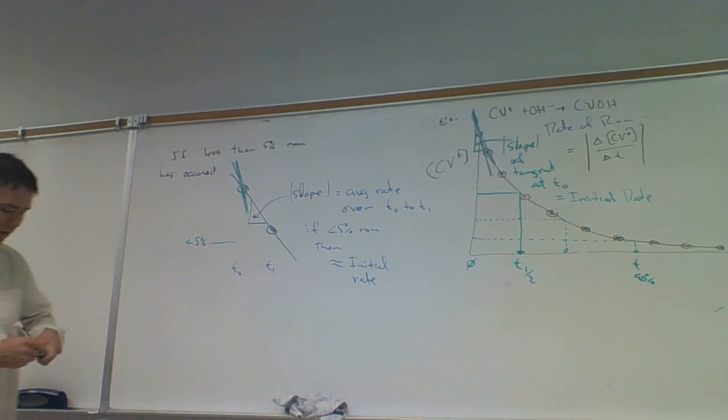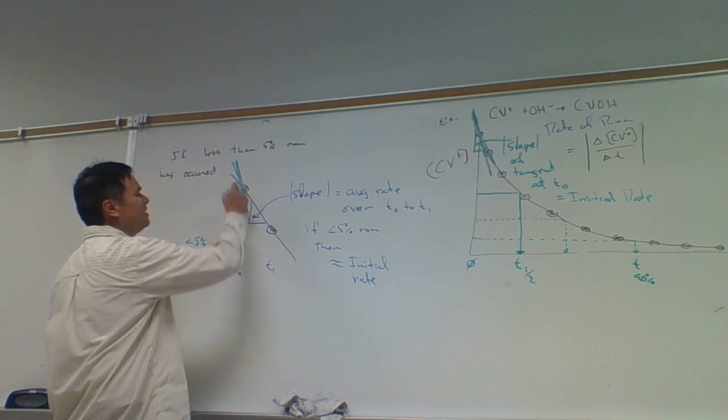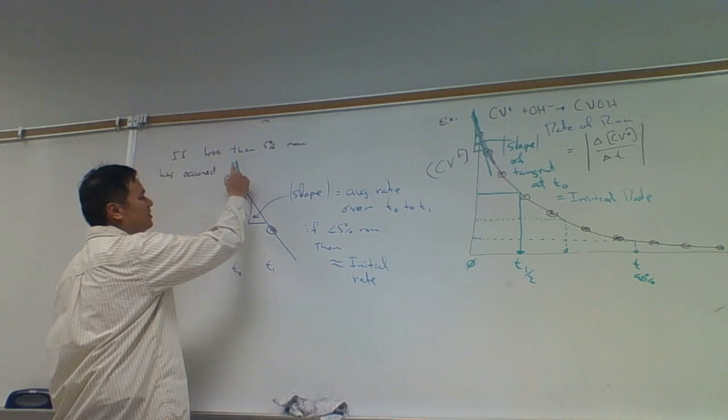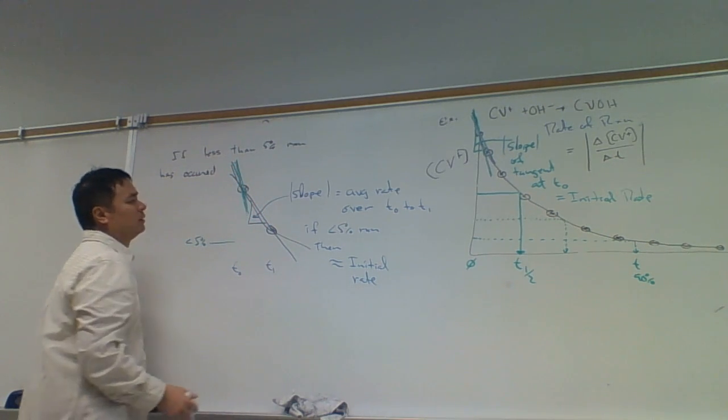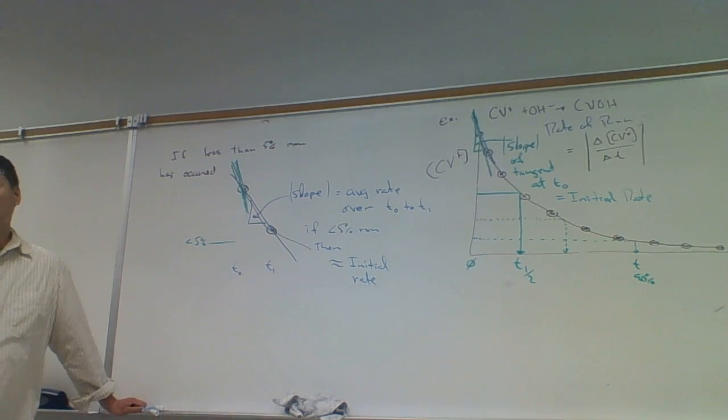The problem is that the slope is always changing. So the actual curve looks something like this.